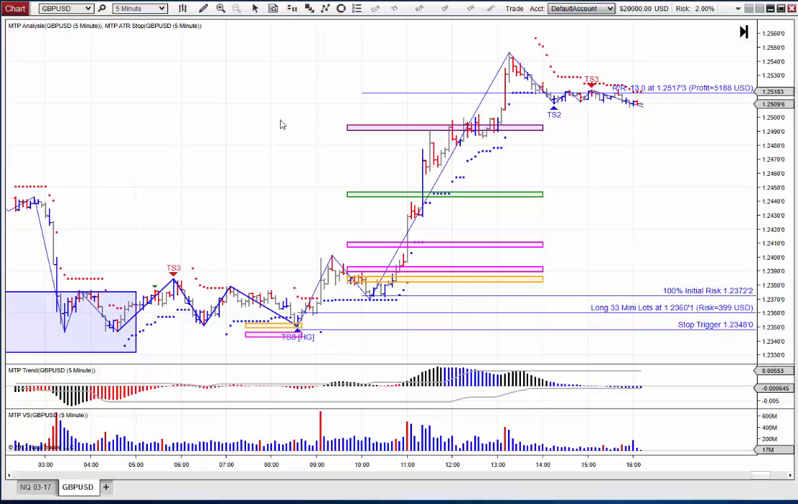So a very, very good example of an MTPredictor Holy Grail trade setup that unfolded off a trade setup we were looking at live in our MTPredictor Training Room yesterday. And as you can see, a very, very nice and big profitable trade was the end result.